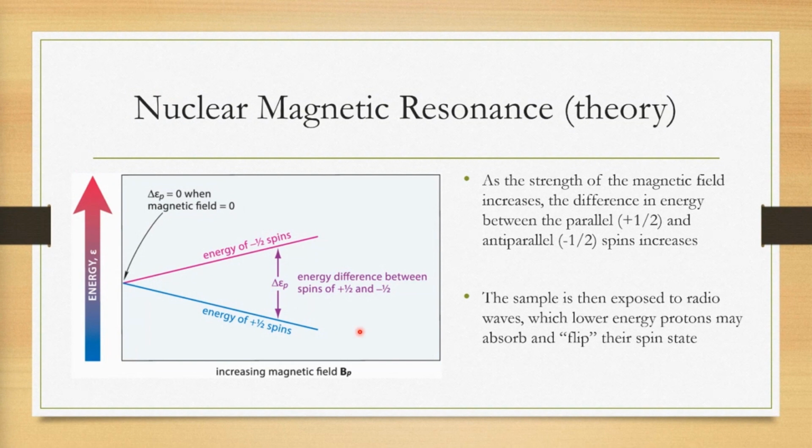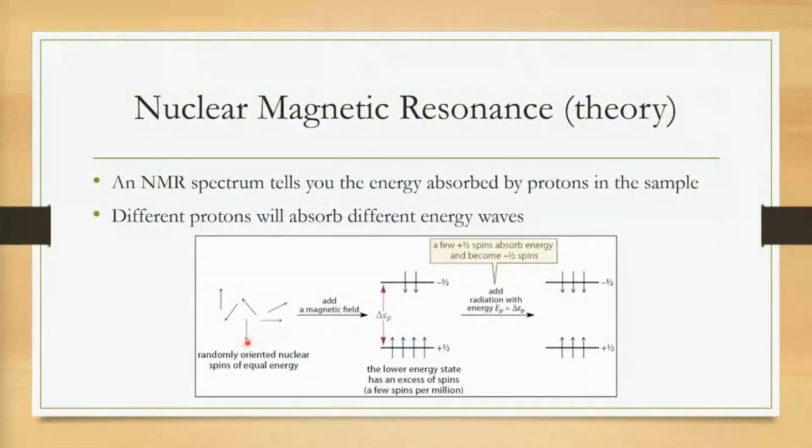So the next image that I have on the next slide kind of shows this in a different way. We've got randomly oriented nuclei. They're all generally of equal energy. We apply a magnetic field. We now have some nuclei that are aligned with the magnetic field in a plus state. We have some that are anti-parallel to the magnetic field in a minus state. So we have lower energy aligned with the magnetic field, higher energy anti to the magnetic field.